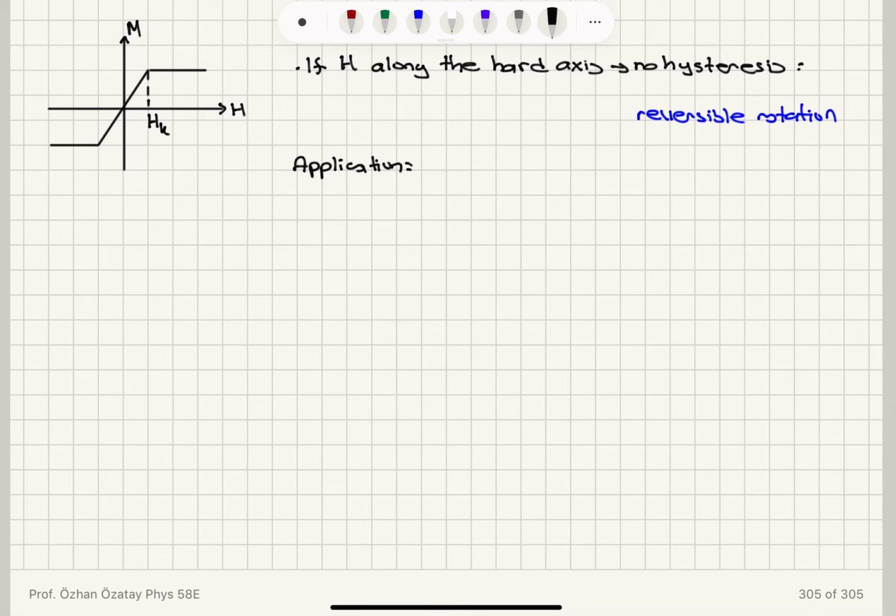Basically, these domains form bits in our magnetic recording. For example, hard disk drives. So these two magnetization orientations will represent 0 and 1 states of the bits for binary logic.